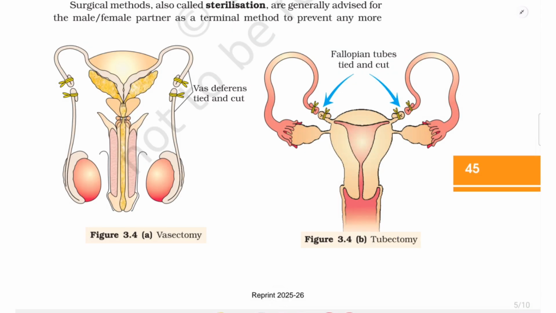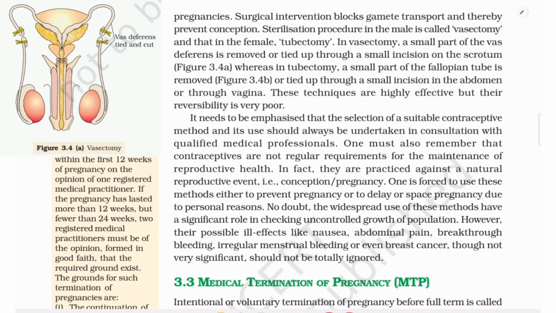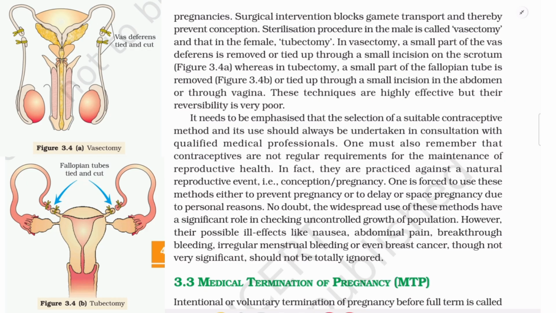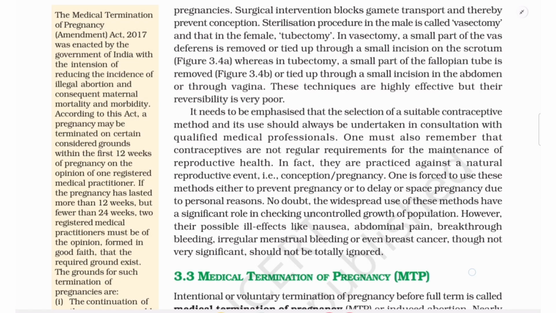Surgical methods, also called sterilization, are generally advised for the male or female partner as a terminal method to prevent any more pregnancies. Surgical intervention blocks gamete transport and thereby prevents conception. Sterilization procedure in the male is called vasectomy and that in the female tubectomy. In vasectomy, a small part of the vas deferens is removed or tied up through a small incision on the scrotum, figure 3.4a, whereas in tubectomy, a small part of the fallopian tube is removed, figure 3.4b, or tied up through a small incision in the abdomen or through the vagina. These techniques are very highly effective, but their reversibility is very poor.